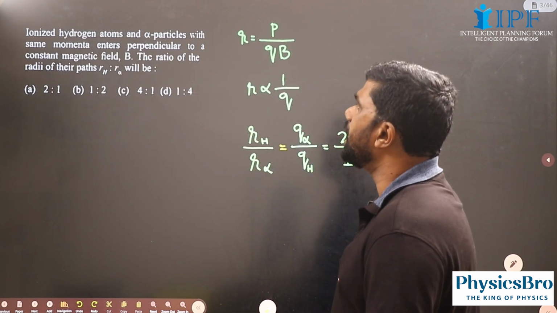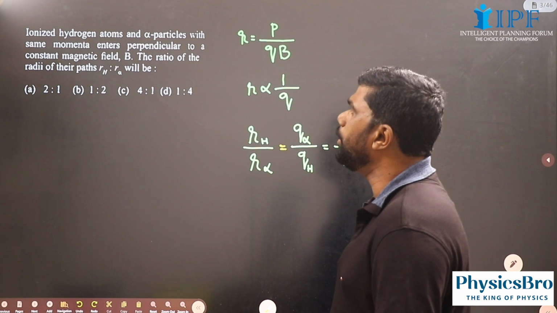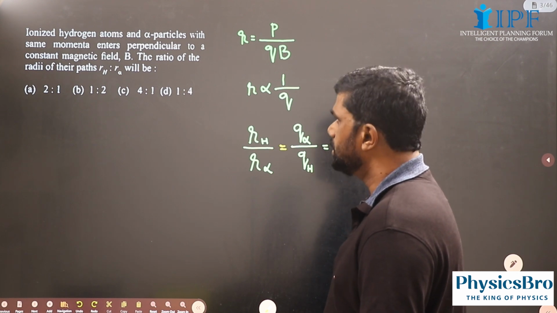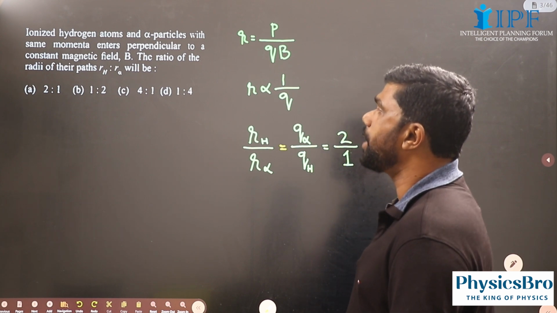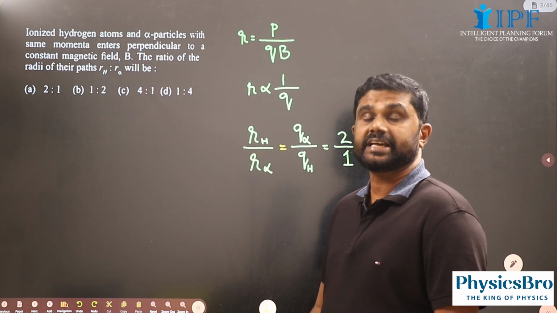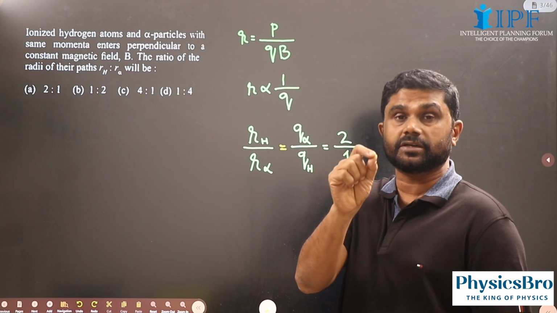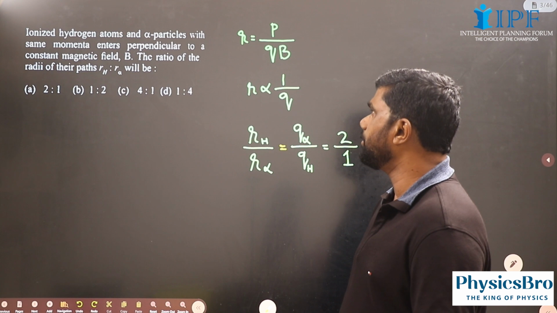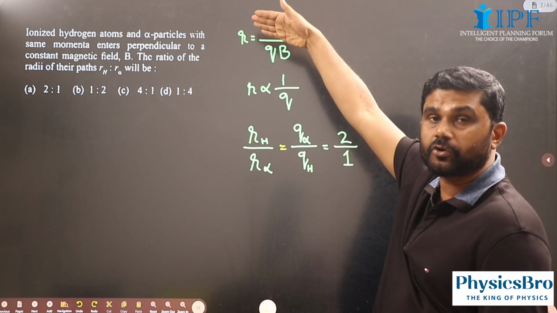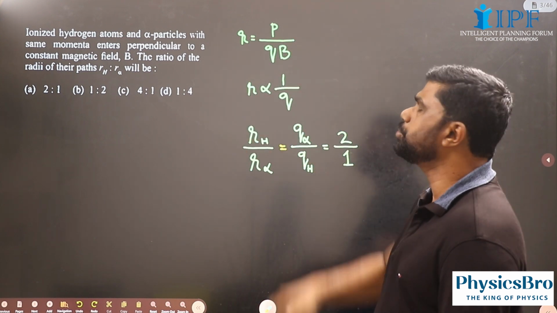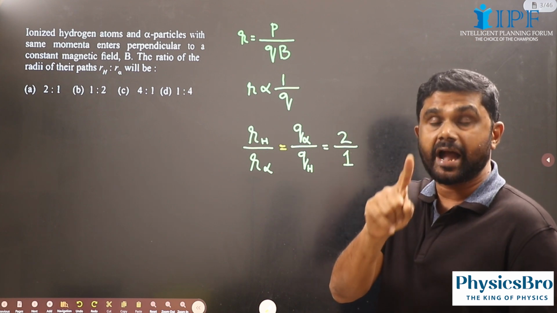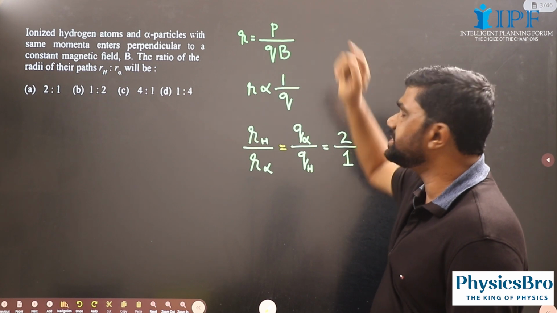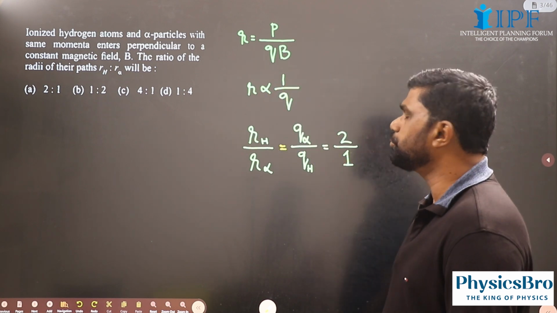Next, an ionized hydrogen atom and an alpha particle with the same momenta enter perpendicular to a constant magnetic field capital B. The ratio of the radii of their paths, R with the suffix h, that is the radius of the circular path of the hydrogen, and R alpha, that of the alpha particle. This is the expression for the radius of the circular path, R equal to P by QB. Both the particles have the same linear momentum and move through the same magnetic field. So P is same, B is same, so we can say R is proportional to 1 by Q.